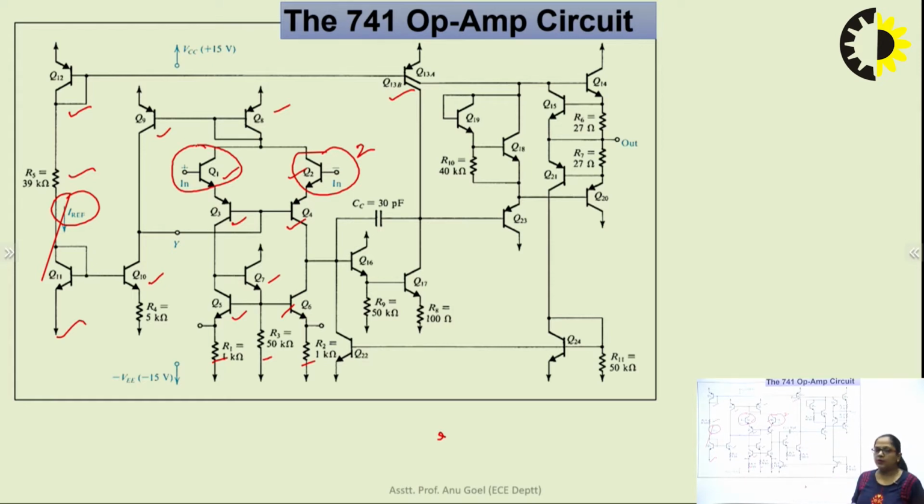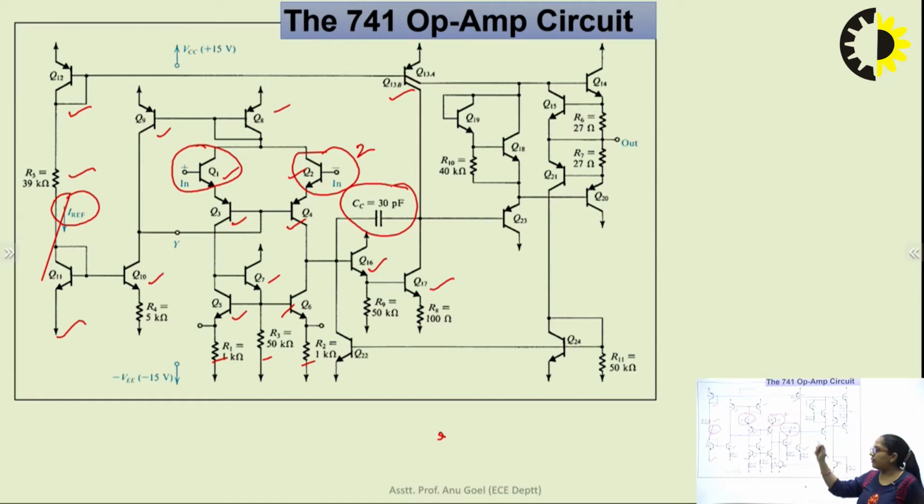Moving forward towards the second stage, the second stage consists of transistor number 16 and transistor number 17. The biasing of this stage is done by transistor number 13B. Here in the second stage, we have one more component that is called the coupling capacitor of value 30 picofarad.